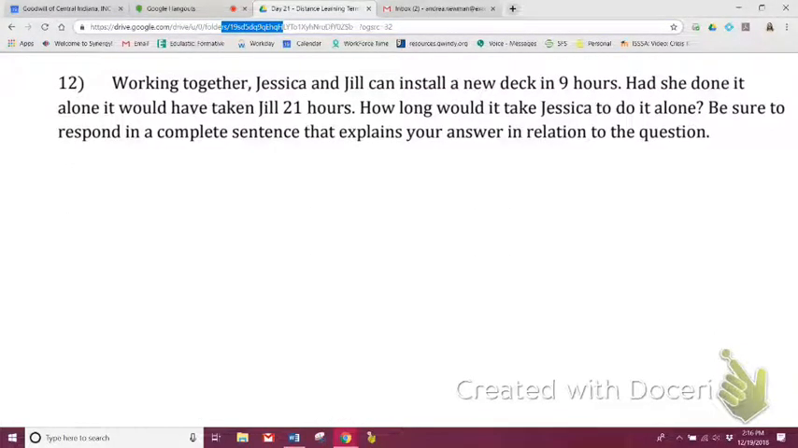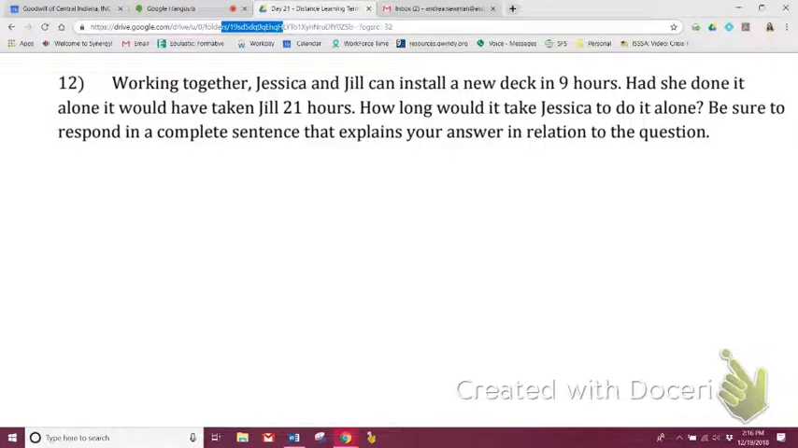All right, so question number 12, working together, Jessica and Jill can install a new deck in 9 hours. Had she done it alone, it would have taken Jill 21 hours. How long would it take Jessica to do it alone? Be sure to respond in a complete sentence. So the way I do this might be a little bit different than the way Melissa did it. I don't remember how Melissa did it yesterday.